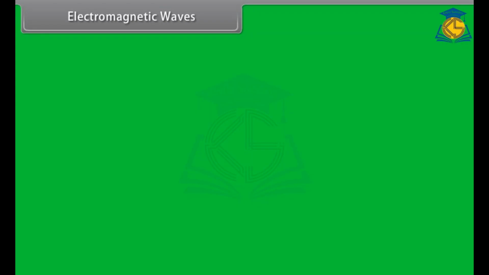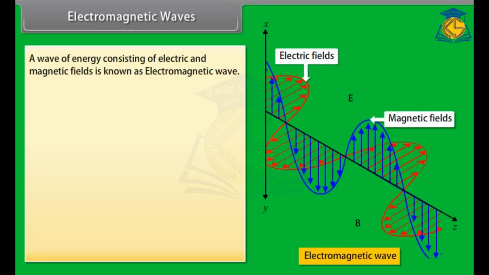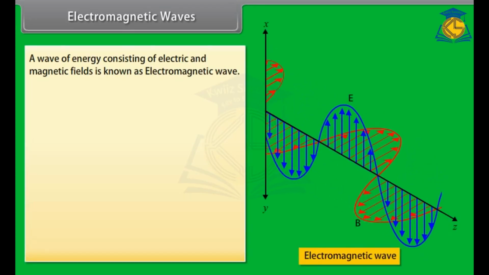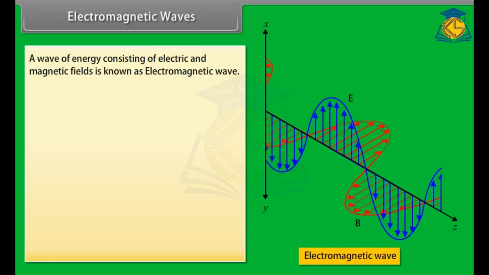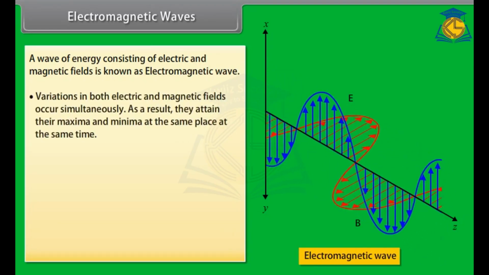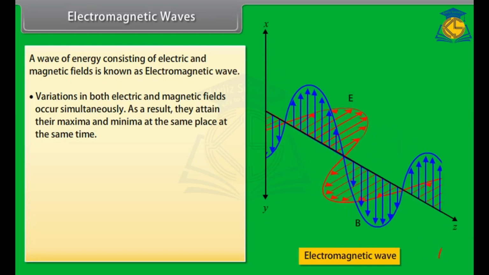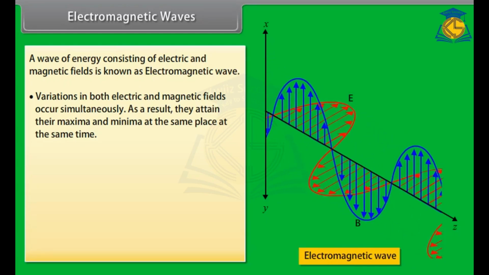Electromagnetic waves. A wave of energy consisting of electric and magnetic fields is known as an electromagnetic wave. Variations in both electric and magnetic fields occur simultaneously.